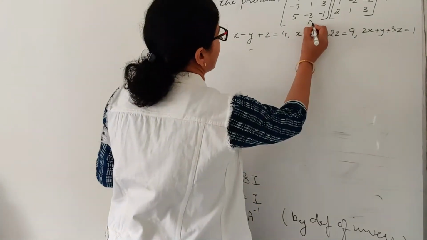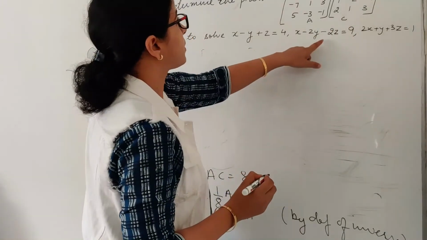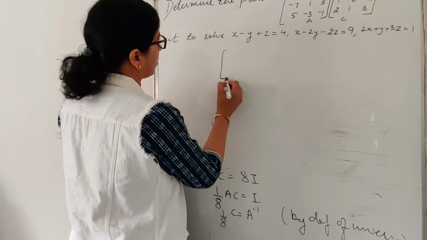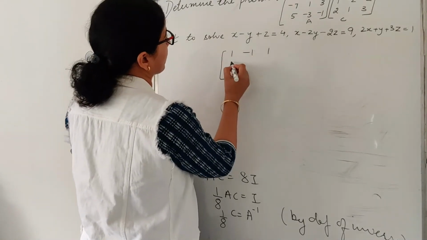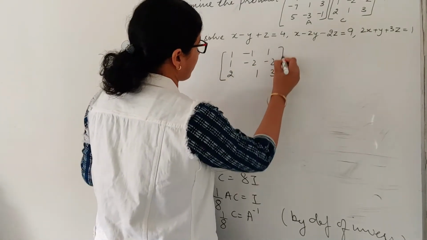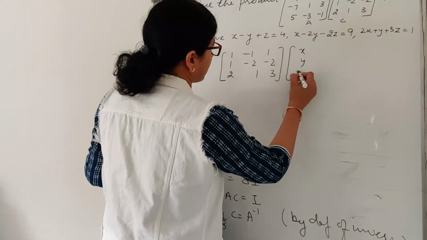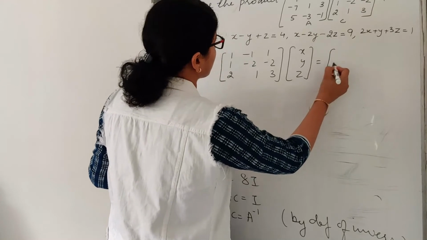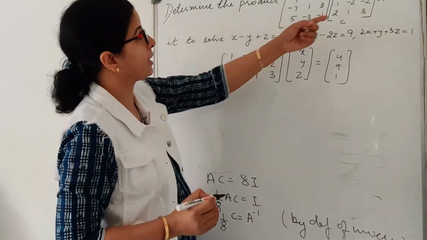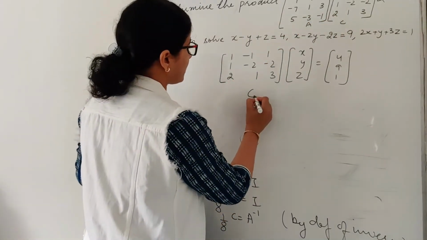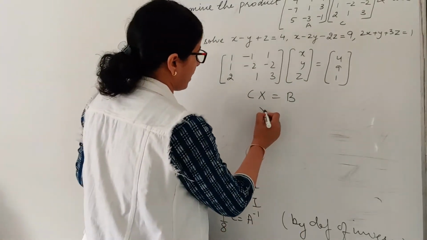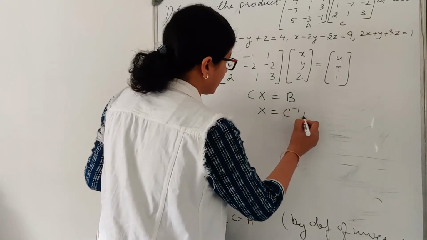So this was my A matrix and this was my C matrix. Now I will write these equations in the form of a matrix. Okay, so 1, minus 1, 1, 1, minus 2, minus 2, 2, 1, 3, times X, Y, Z, and what is my B matrix? 4, 9, 1. Okay, so this is my C matrix, right? Can you see here C is the same? So it means CX is equal to B. Okay, X is equal to C inverse B.